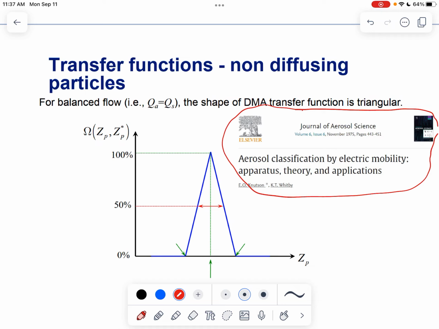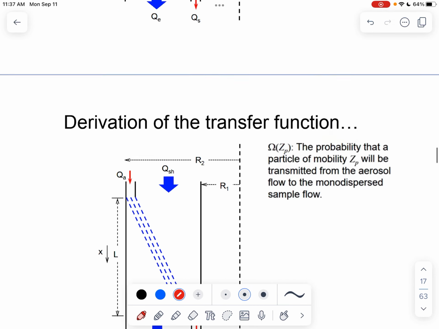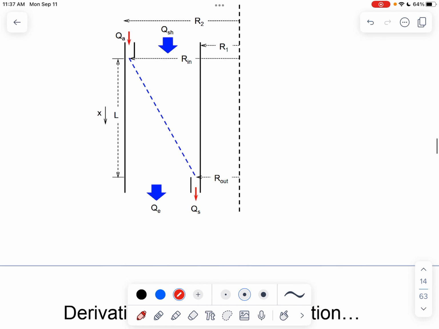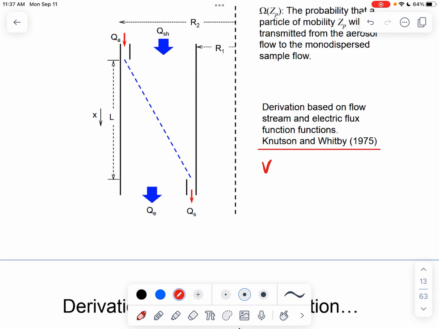So Newton and Whitby made this derivation look so easy, or I wouldn't say so easy, but straightforward, by making some assumptions on the working principles of the DMA. And then we could get a very straightforward relationship, a straightforward description of the working principles of the DMA system. Okay, so now let's try to do the conversion from voltage to mobility in a simple way.